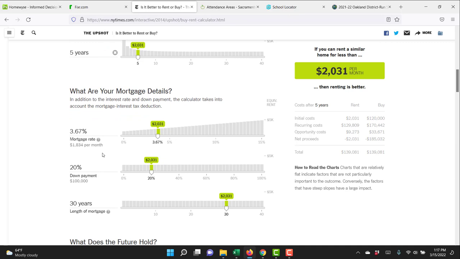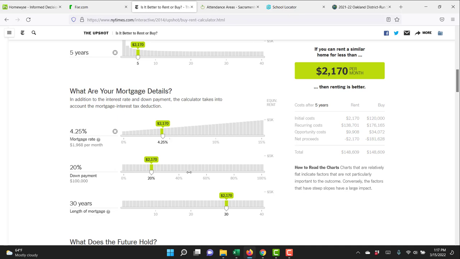So what are the mortgage details? What is the mortgage rate? I'd say 3.67 is too low in the current environment. I saw a 30-year mortgage going for 4.25% just recently, so let's move it to that. You can see the higher the interest, the higher the equivalent rent is going to be, because buying the house becomes more expensive as the interest rate gets higher. So the rent equivalent is also going to go up to compensate for that.